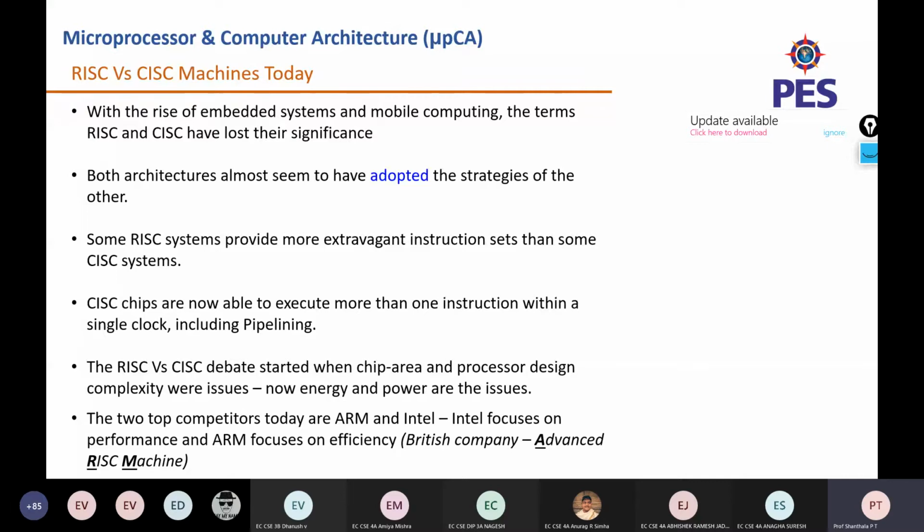With the rise of embedded systems and mobile computing, the embedded systems and the mobile computing are increasing in the world, the terms RISC and CISC have lost their significance here.